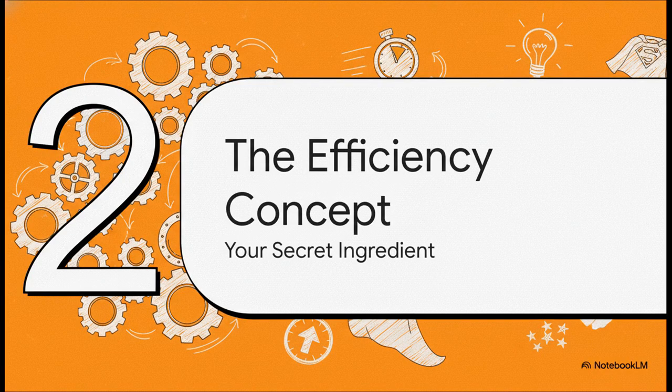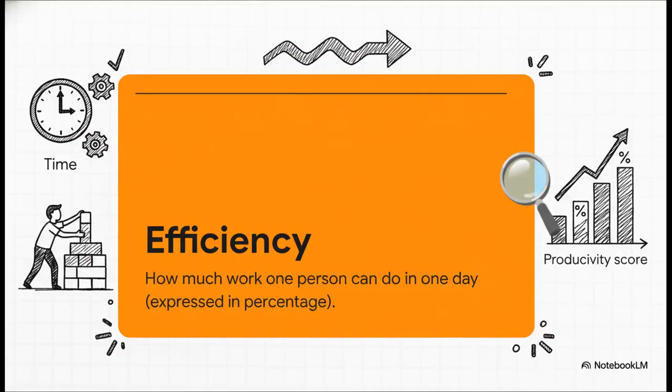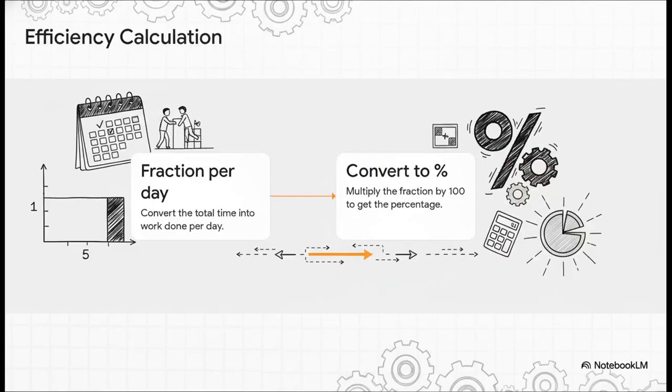All right, now for the secret sauce. This next part is the single most important idea for nailing these problems. It's what connects time to the actual work getting done. Think of it as your problem-solving superpower, efficiency. So, what is efficiency in this context? It's really just a number, a percentage, that tells you how fast someone works. It's kind of like their daily productivity score. The bigger the percentage, the quicker they are. And figuring it out is super easy. It's just a simple two-step recipe.